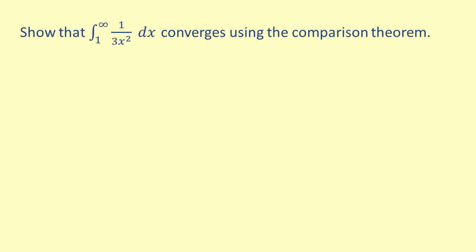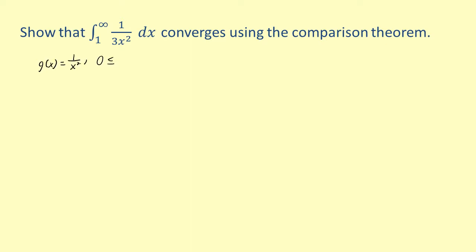Let's try an example using the comparison test. We are given the integral from 1 to positive infinity of the function 1 over 3x squared dx, and we are asked to show that it converges. So our function f of x is 1 over 3x squared. We need to carefully pick g of x so that g of x is greater than f of x for all x. Let's choose g of x to be 1 over x squared.